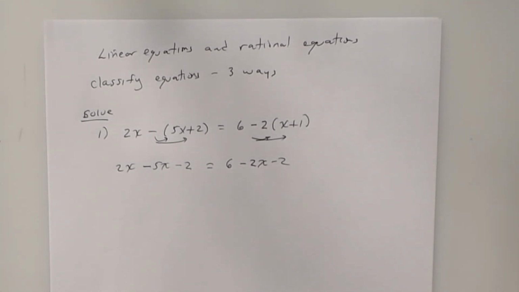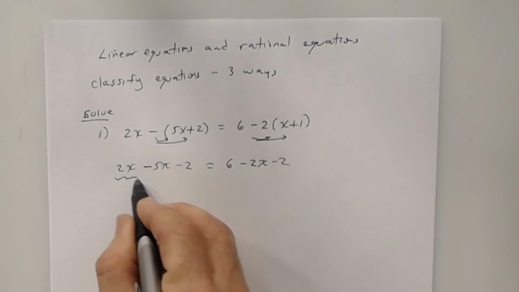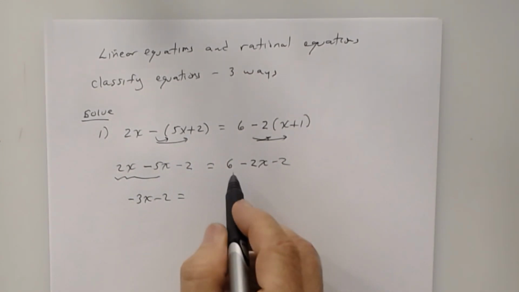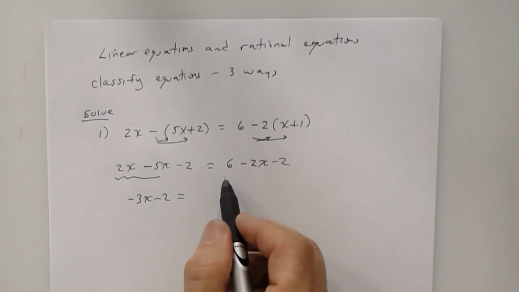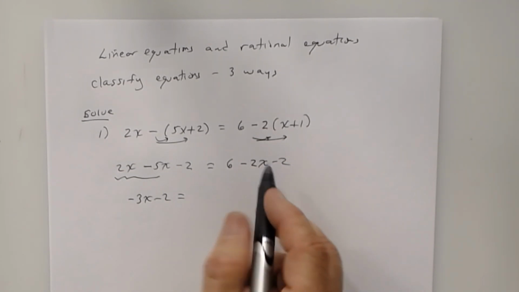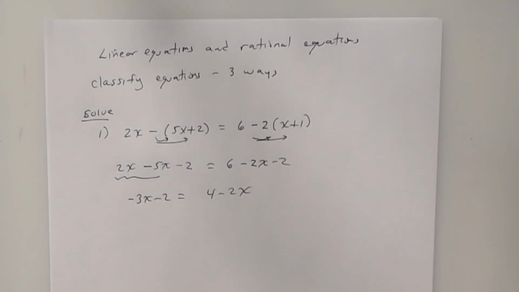Combine like terms. So on the left side, what can I combine? All right, so it's 2x minus 5x minus 2 equal, and over here I can combine those, which are called your constants, right? So it's 6 minus 2. So that's 4 minus 2x, or minus 2x plus 4. Does not matter. All right.